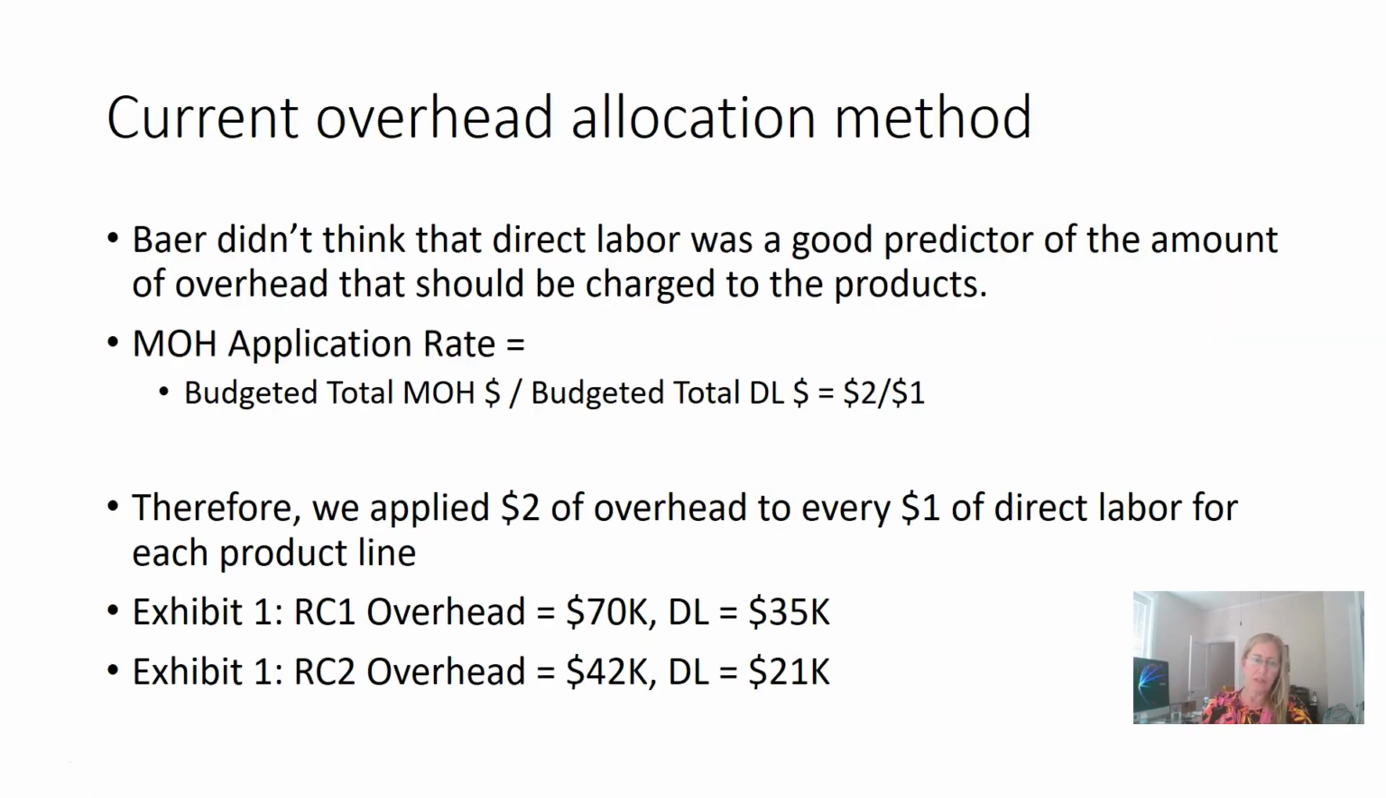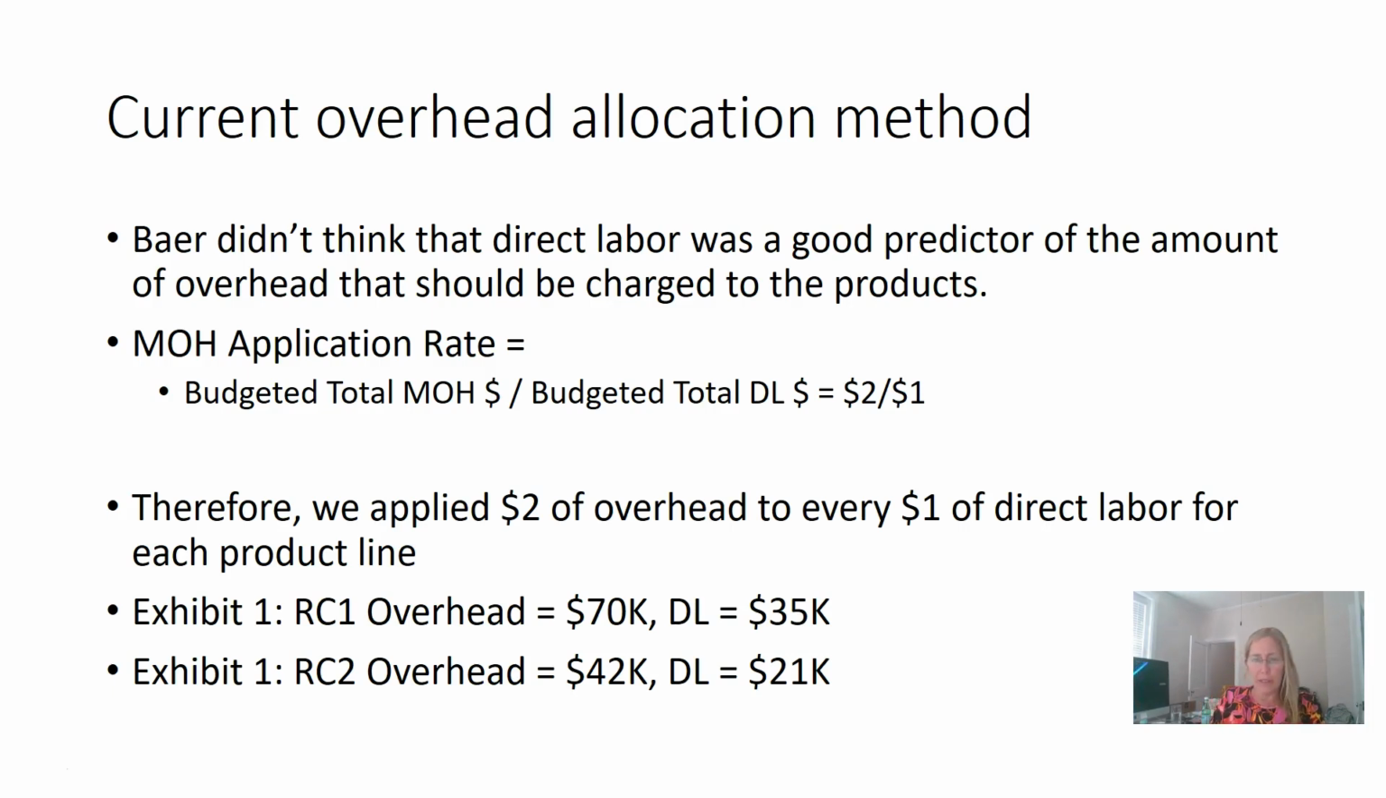All right, so as I mentioned, Bayer didn't think that direct labor was a good predictor of the amount of overhead that should be charged to the products. And there's your formula that we had been given in the previous case: they were taking total budgeted manufacturing overhead and dividing it by budgeted total direct labor dollars, and they came up with a ratio of 2 to 1. So they would apply $2 of overhead for every $1 of labor.